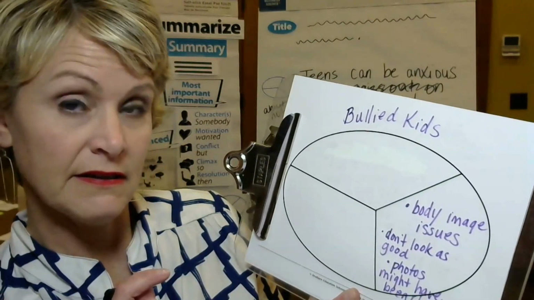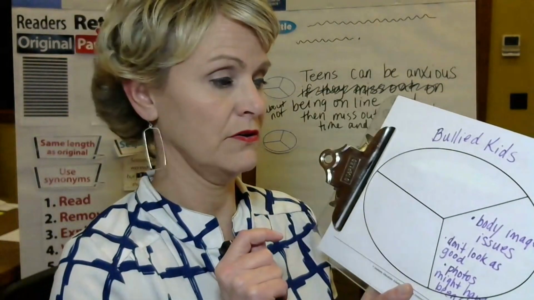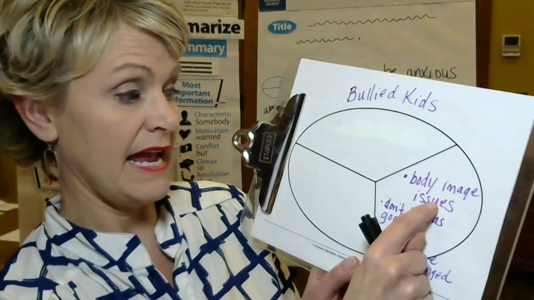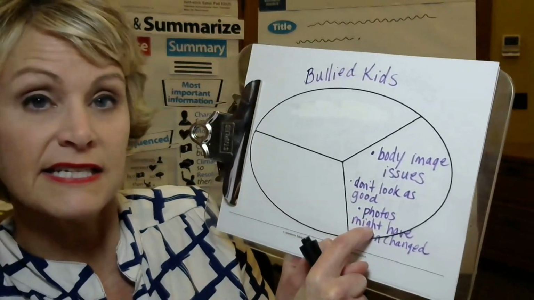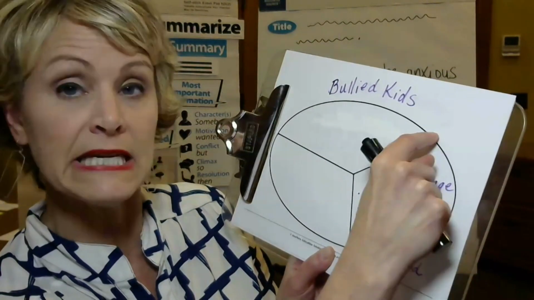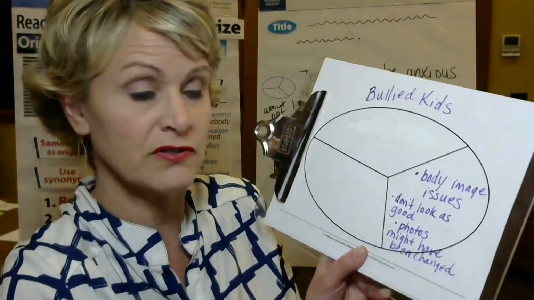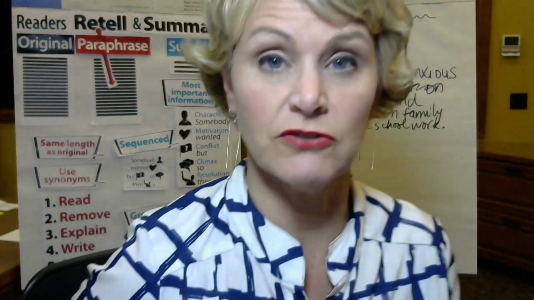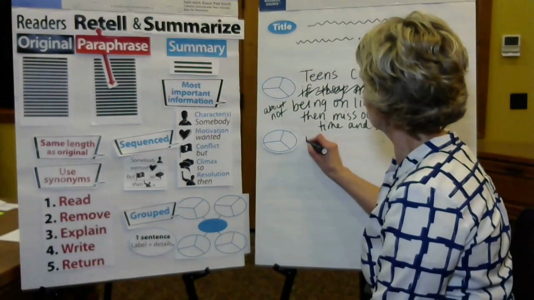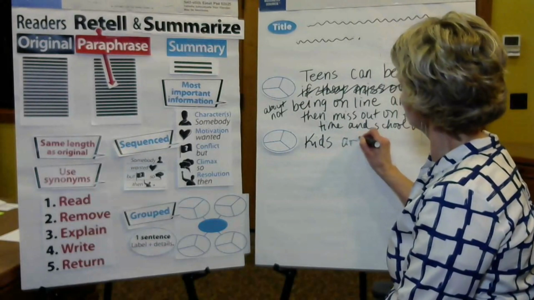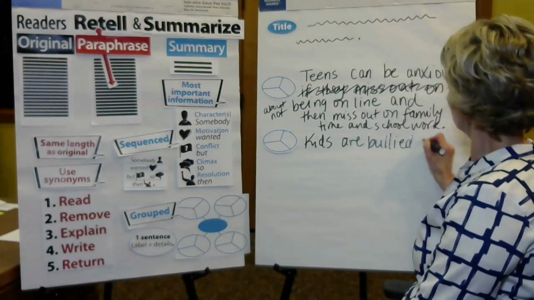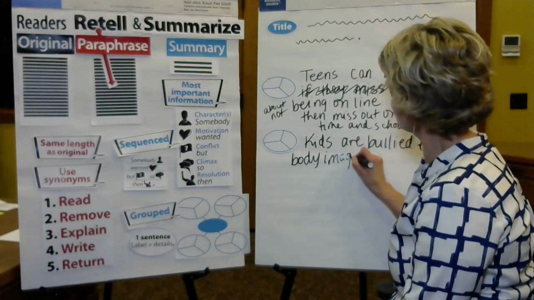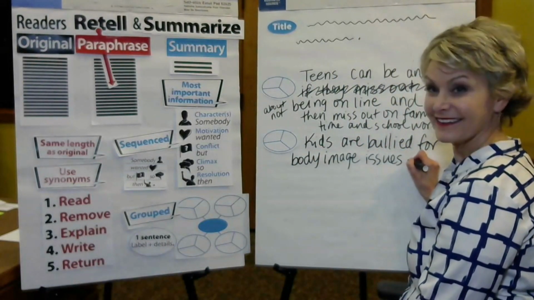Kids are bullied because of body image issues. And that includes that detail and that detail, doesn't it? Because it's all from the same pie piece, so it's all on body image issues. Kids are bullied for body image issues. Okay, let's write it. Kids are bullied for body image issues. You did it.